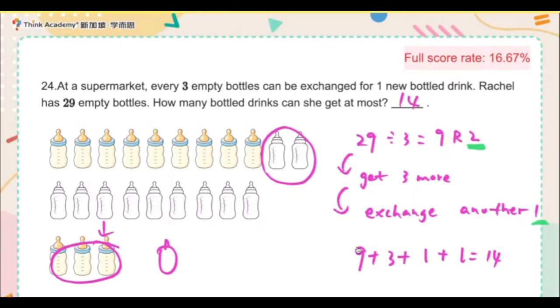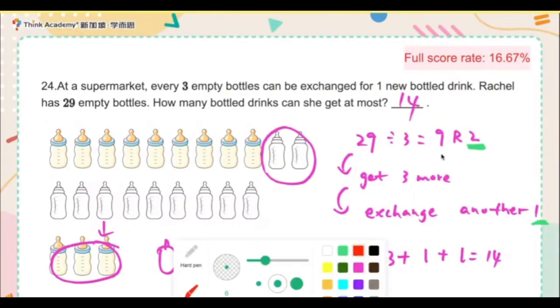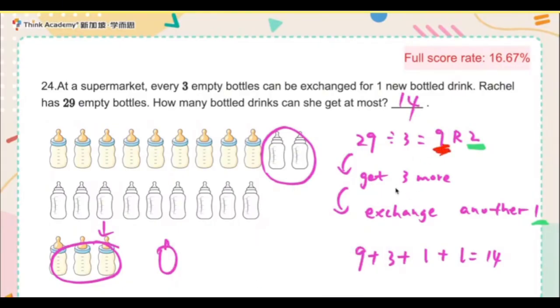Where are they from? This is the 9 in the beginning, and we get 3 more, and then we exchange another one. Then after we finish, we can also combine with these 2 to redeem another one. So in total, that will be 14. Okay, so this is how we solve the problem. A little bit tricky, but after today's class, I will also give you a sample paper. There are similar questions, okay?